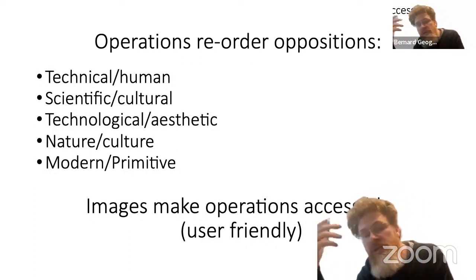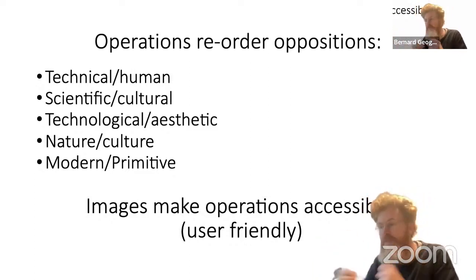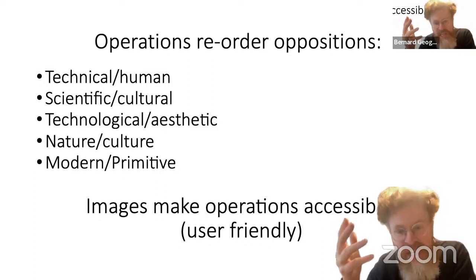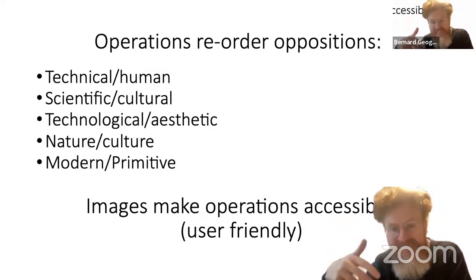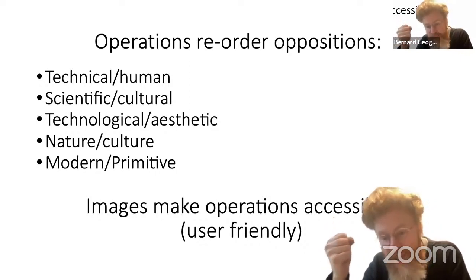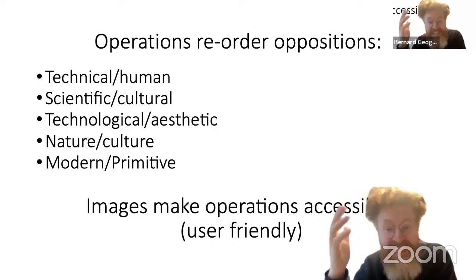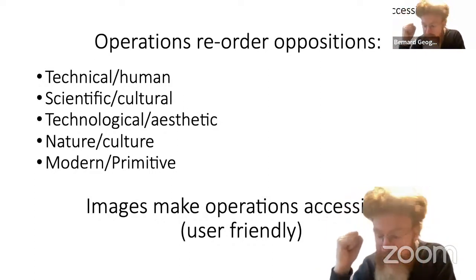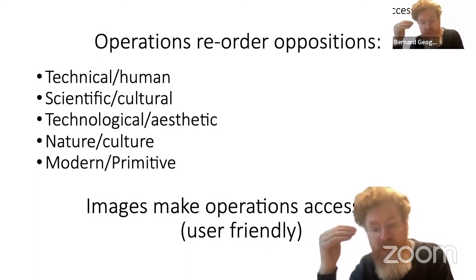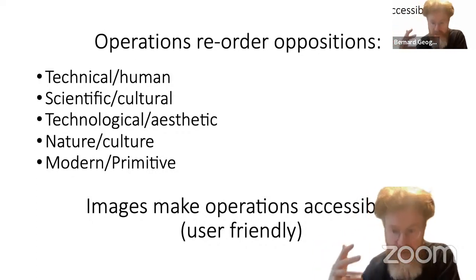Out of that, other divides between nature and culture, between the modern and the primitive, all of these kinds of traditionally organizing distinctions, these researchers saw an attempt to upset them, to reorder them, to challenge them through a new use of operations that seized upon image making. So hence I have this phrase at the bottom, images make operations accessible. Part of the reason researchers obsessed with cybernetics found so much use in filmmaking is because it was a user-friendly point of entry into understanding abstract technical series.